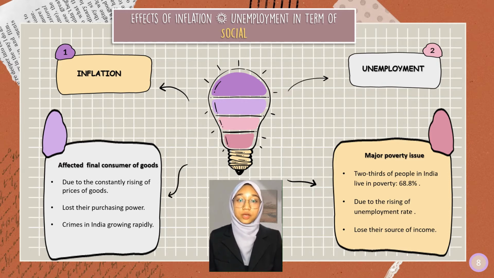Next, what is the effect of unemployment in terms of social in India? Well, it will cause major poverty issues because based on a relevant statistic, two-thirds of people in India live in poverty. This is due to the rising unemployment rate, which is when the supply of labor exceeds the demand for labor in the labor market. Therefore, the people in India will lose their source of income. Thus, it will lead to poverty and also hunger issues.